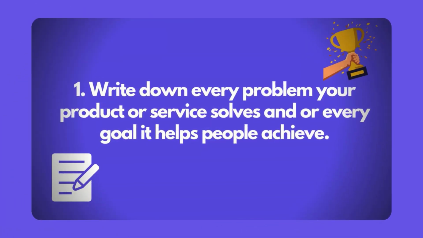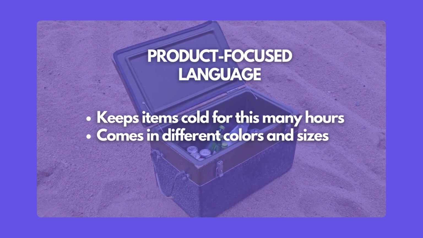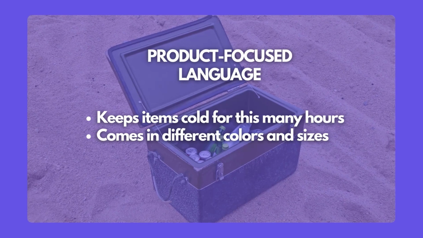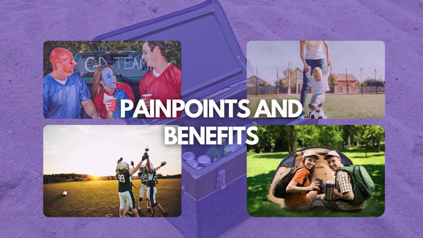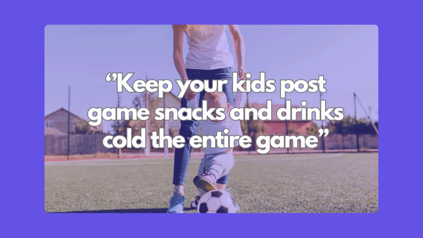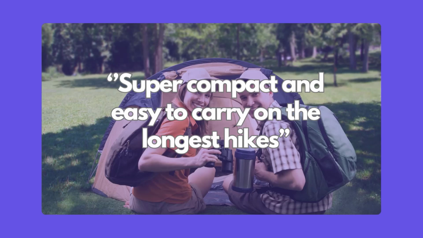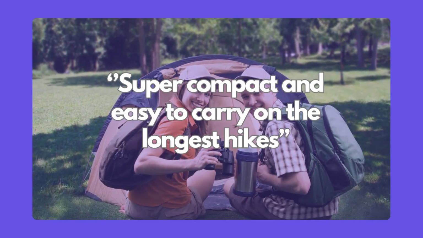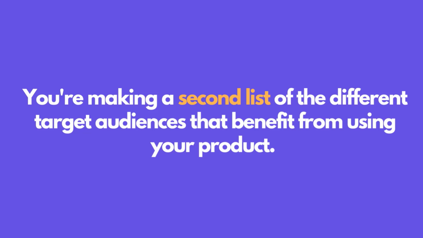And this goes back to step 1. Because if you were running an ad for everybody, you'd probably start listing out the cooler's features. Keeps items cold for this many hours, comes in different colors and sizes. But when you tailor your ads to each specific audience, you can reframe those benefits in a way that's important to them. Keeps your kids' post-game snacks and drinks cold the entire game. Super compact and easy to carry on the longest hikes. See the difference?